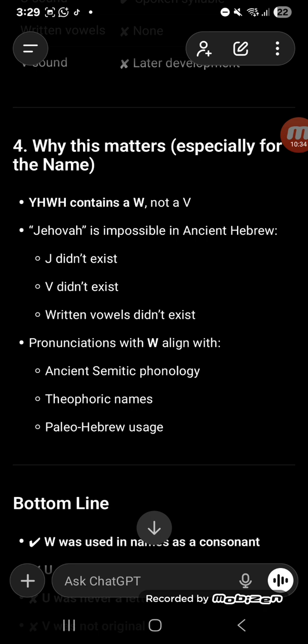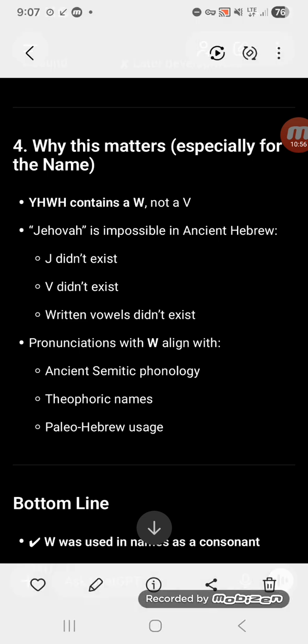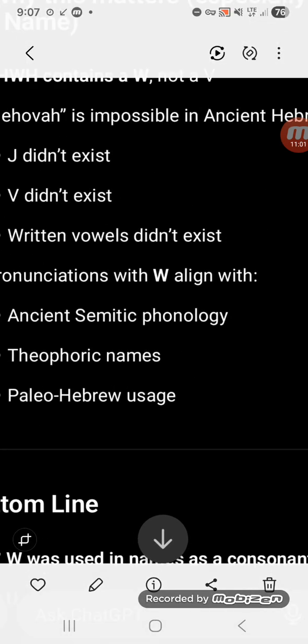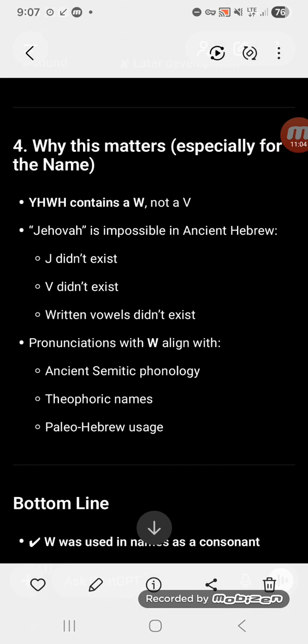Jehovah is impossible in ancient Hebrew. J didn't exist. V didn't exist. Written vowels didn't exist. Pronunciations with W align with ancient Semitic phonological and theophoric names. Paleo-Hebrew usage, as it says, W. I wish I could remove that arrow. Okay, whatever, it is what it is. W was used in names as a consonant.